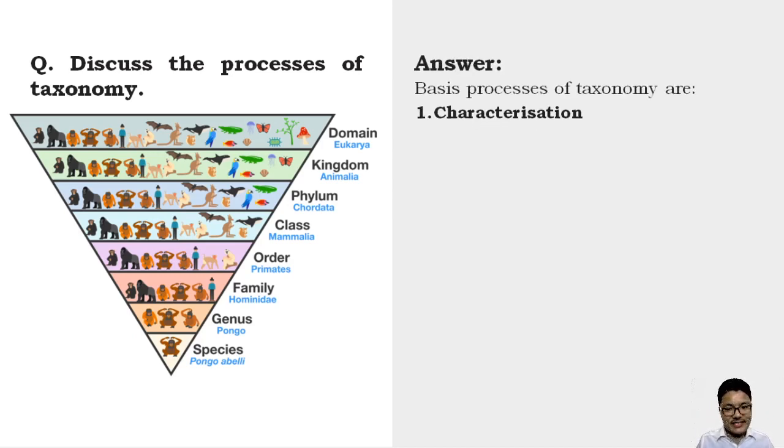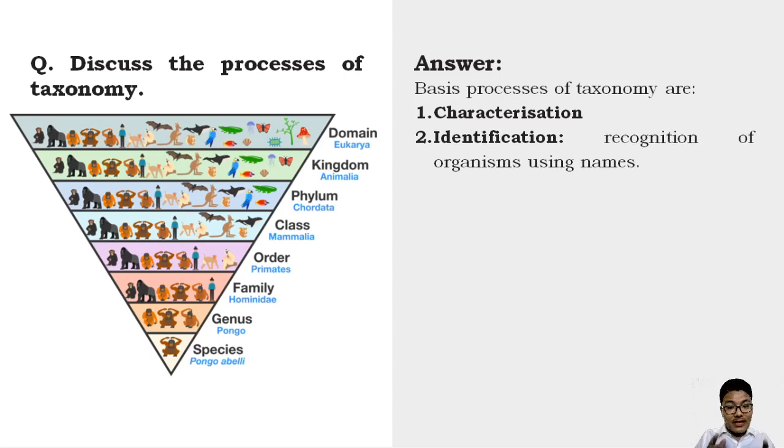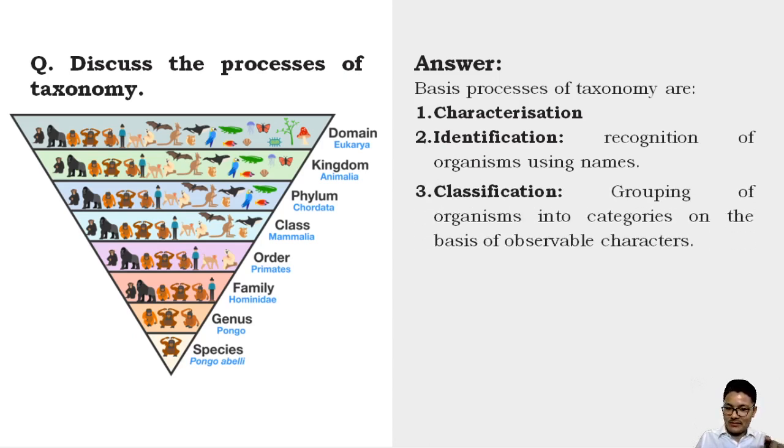The different processes of taxonomy are: first, characterization. Taxonomists look for the different characters, whether the characters are similar or dissimilar. Second, they identify different living organisms on the basis of name. If I show you an apple tree, you will say that's an apple tree. That's identification. You are trying to recognize the apple tree with the name of apple.